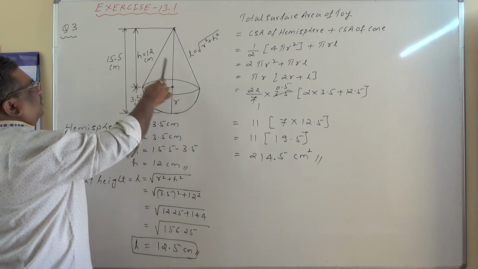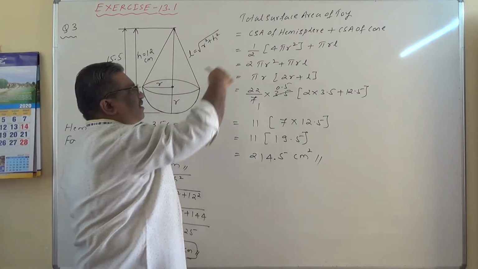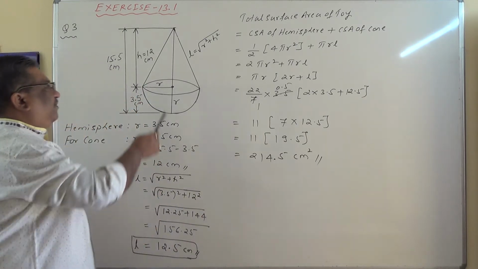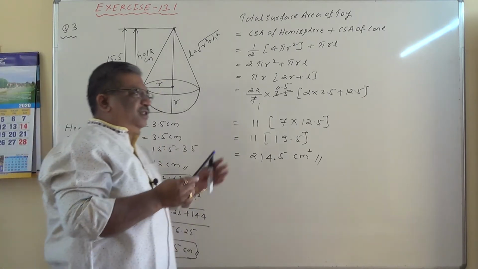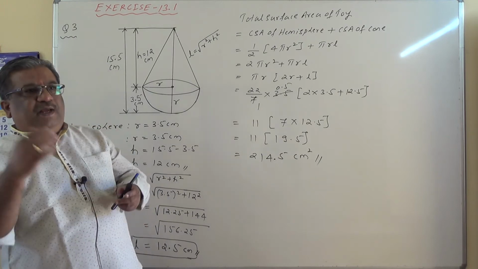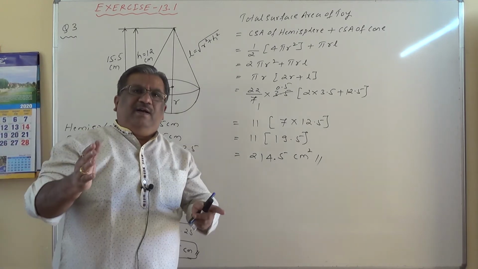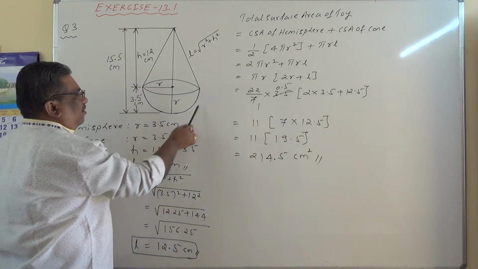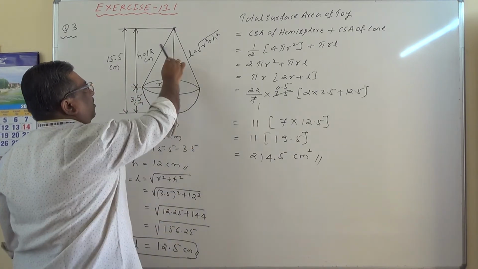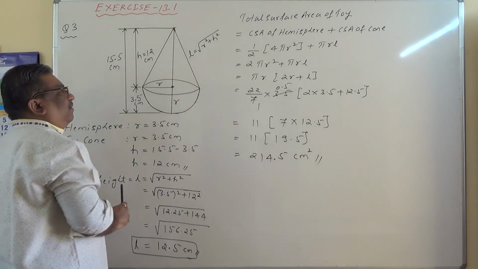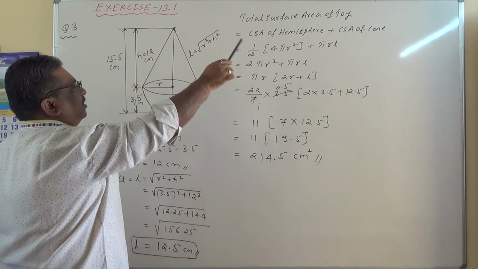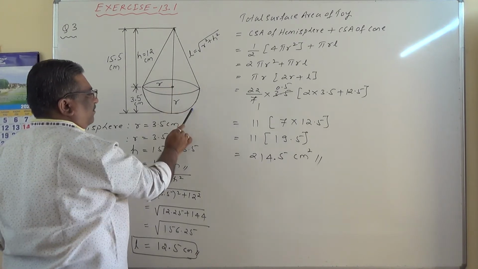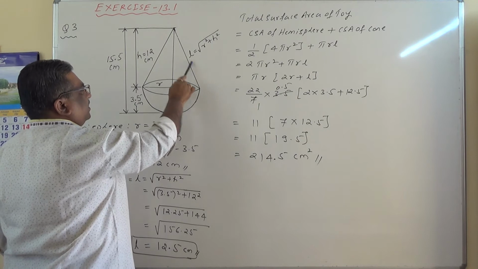In order to find the total surface area of the toy, this is the question asked. Whenever the total surface area comes into the picture, in general, it is the area where you will be able to paint the particular object. So I will be able to paint this surface and the external surface of this cone. That means the total surface area of the toy is equal to the CSA, that is the curved surface area, of the hemisphere plus the curved surface area of the cone.